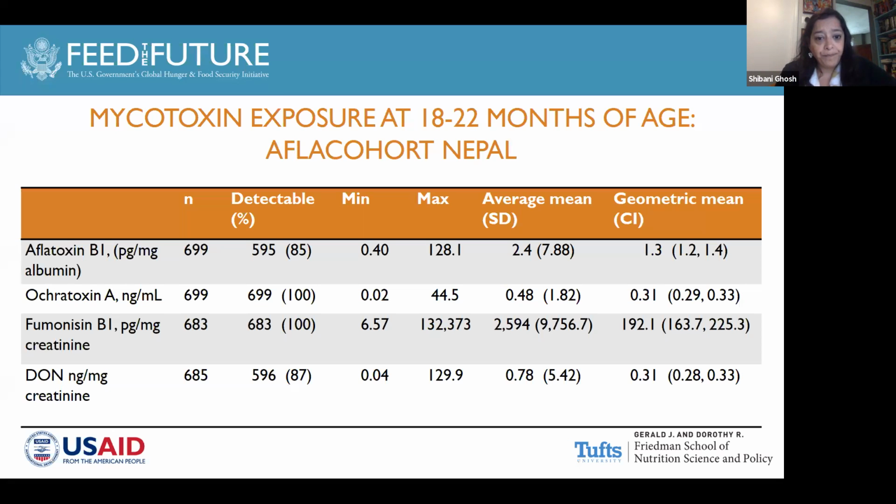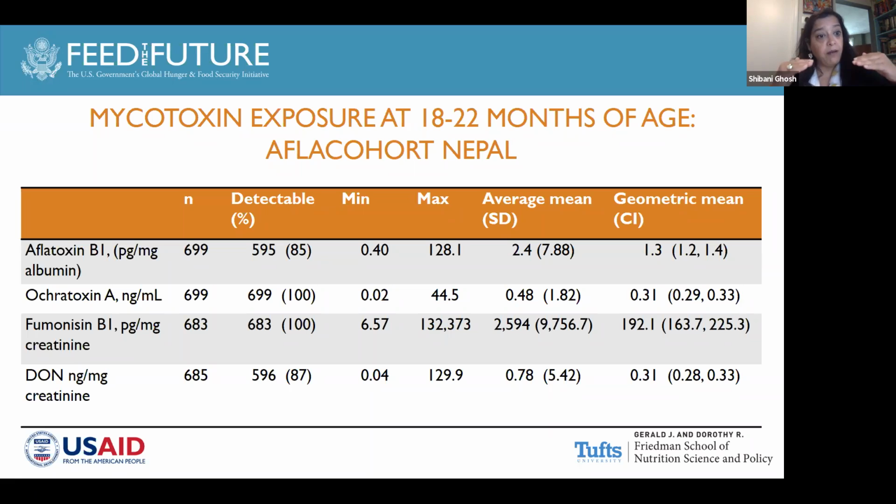Next slide, please. So let me move on to some of the key findings. I have presented some of the descriptive statistics around mycotoxin exposure in young Nepali children, 18 to 22 months. This is data from our AFLA cohort study, but today I'm able to take it further into multivariate analyses. Just to remind those of you who were on the previous webinar, and for those of you who are new, we assessed mycotoxins, which include aflatoxin, ochratoxin A, fumonisin B1, and deoxynivalenol.